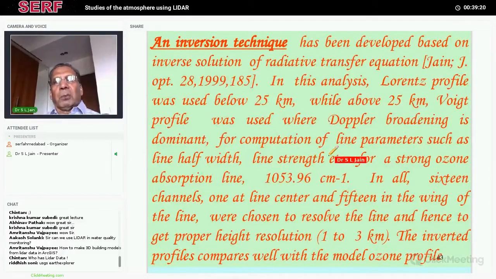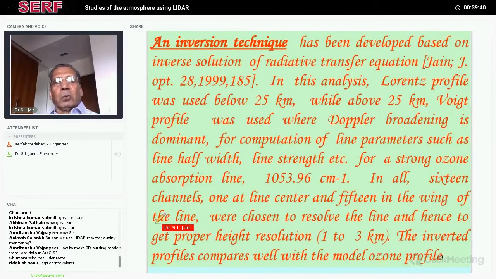For computation of the line parameters such as line half width, line strength, etc., for a strong ozone absorption line, this is our experimental line, 1053.96 centimeter inverse. So that will be near about the 10 micron region.